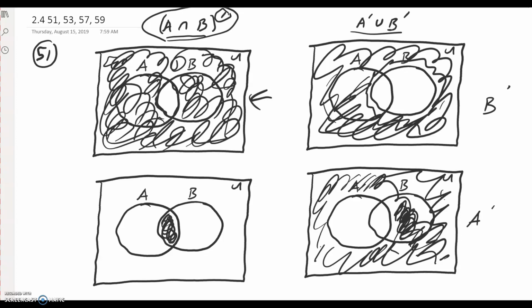Another way to look at it is, what's not in the union of these two? What's not in the union is anything that's empty in both. Well, the thing that's empty in both is this. And so that's the thing that's not in it. Everything else is shaded, and that describes this picture. So these two are equal.